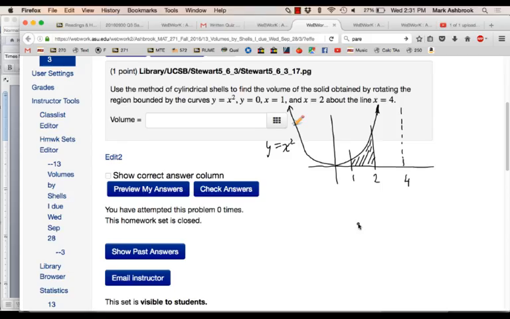So here's this thing. If we rotate this region about x equals 4, are we going to get shells by horizontal strips or vertical strips? They're saying vertical. Agree with that? Vertical shells give us vertical strips.